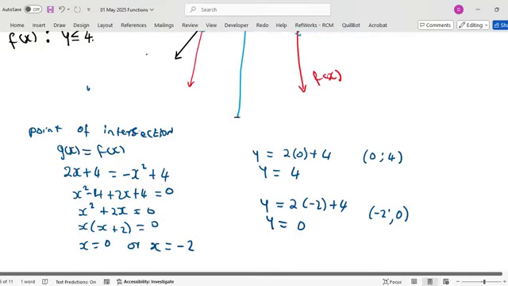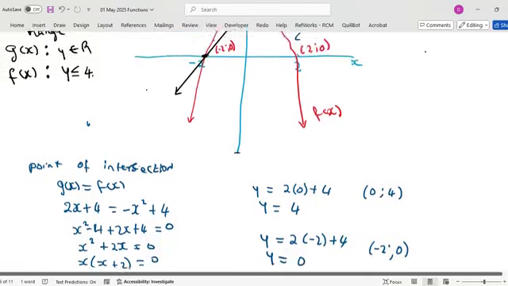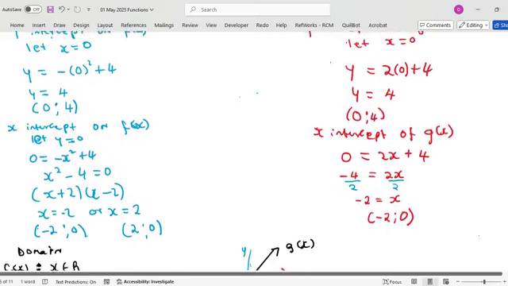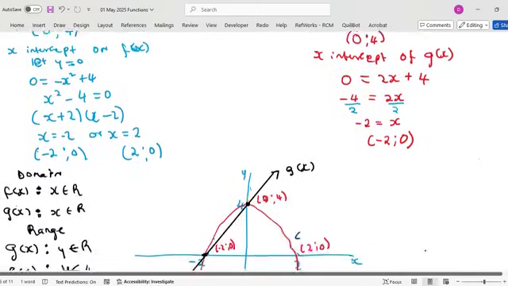So far, I know that my people know how to find the x-intercept and the y-intercept of the graphs. Yes? Can you put down Yes?